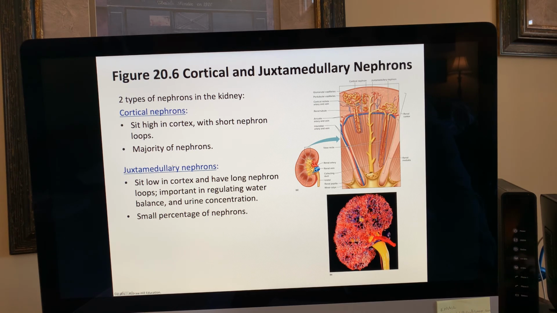These are going to be important in creating an environment of increased osmotic pressure as you go deeper in the medulla towards the opening of these collecting ducts into the minor calyx.